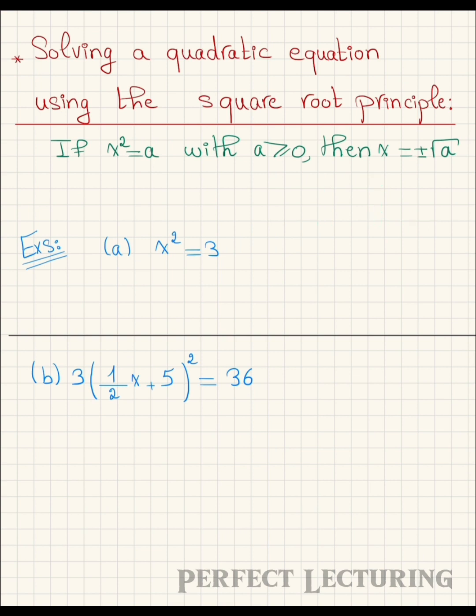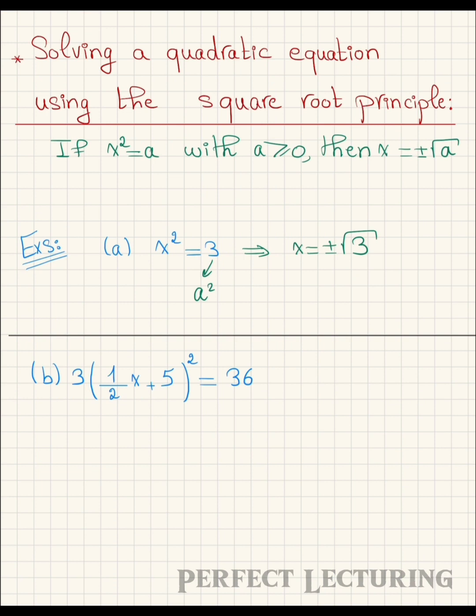In part A, we have x squared is equal to 3, which implies that x is equal to plus or minus the square root of 3. That's it. In other words, I need to look for a number whose square is equal to 3, which is either minus root 3 or plus root 3.